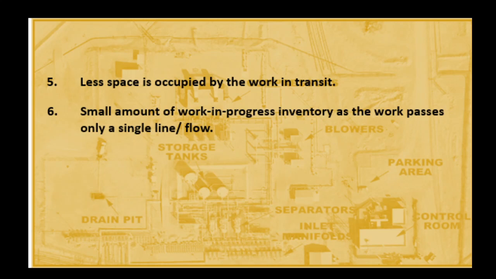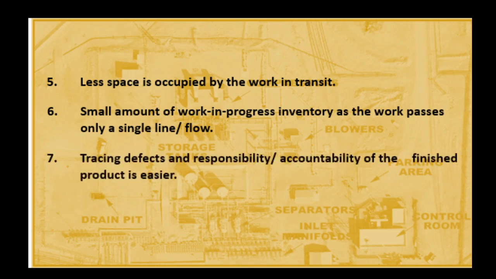However, mas maraming space na inoccupy yung mga special purpose machines natin kasi mas marami sila. Instead, nagagamit tayo na tinutukoy natin general purpose machines. So, sixth one, small amount of work in progress inventory is the work process only through a single line or flow. So, mas madaling i-monitor or mag-conduct ng inventory dito, no? Kasi isang straight line lang yung kinakailangan natin bantayan.